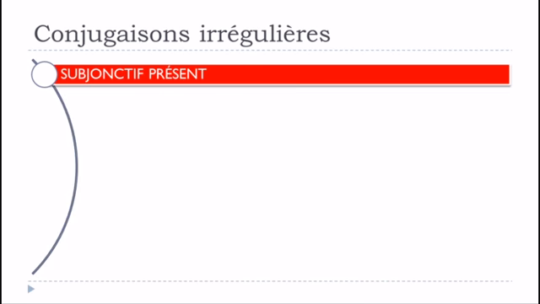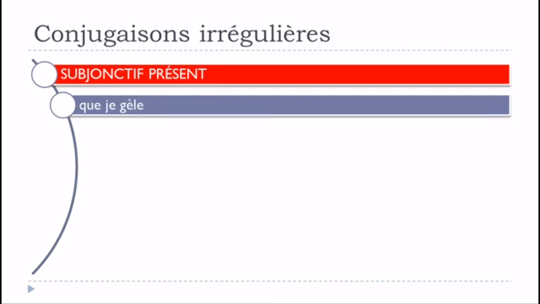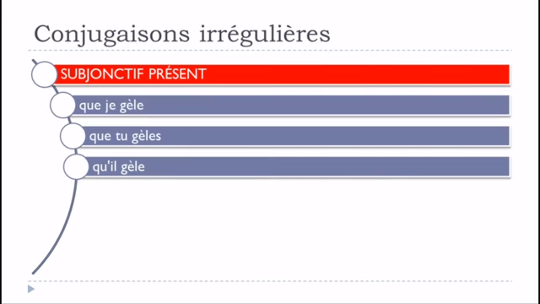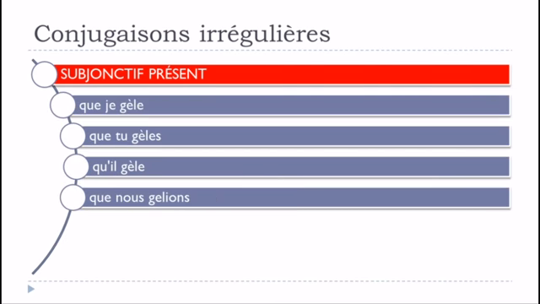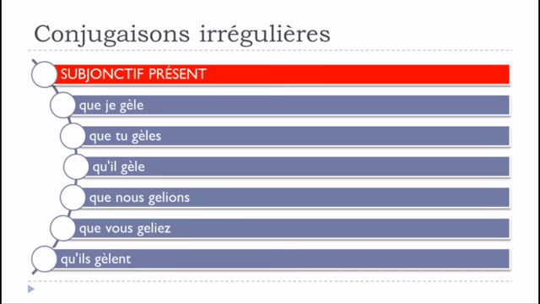For the subjonctif présent now, it will go like que je gèle, que tu gèles, qu'il gèle, que nous gelions, que vous geliez, qu'ils gèlent. Okay, so the modification will concern je, tu, il, and then ils at the plural form. For nous and vous, actually, you don't modify it, you just keep it like that, and you put the normal endings for the subjonctif présent. So, que je gèle, que tu gèles, qu'il gèle, and then qu'ils gèlent.